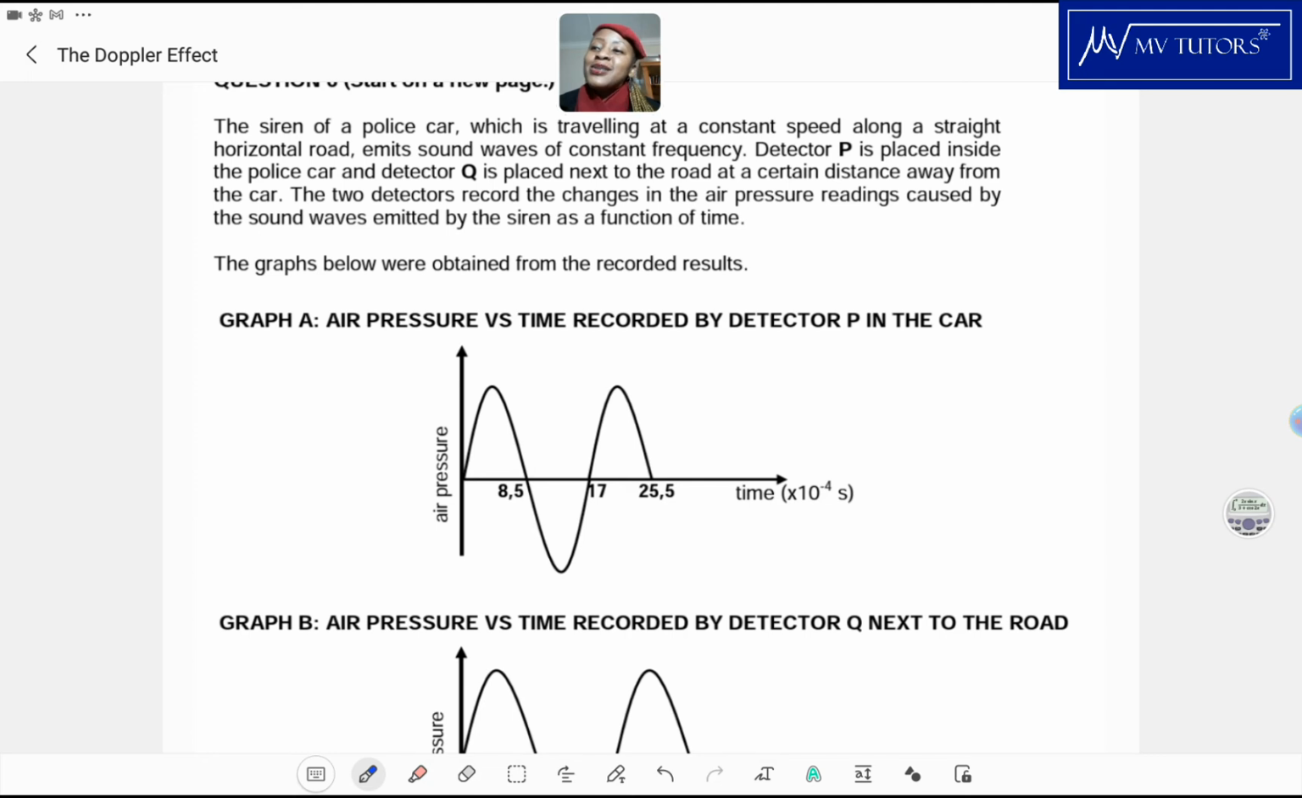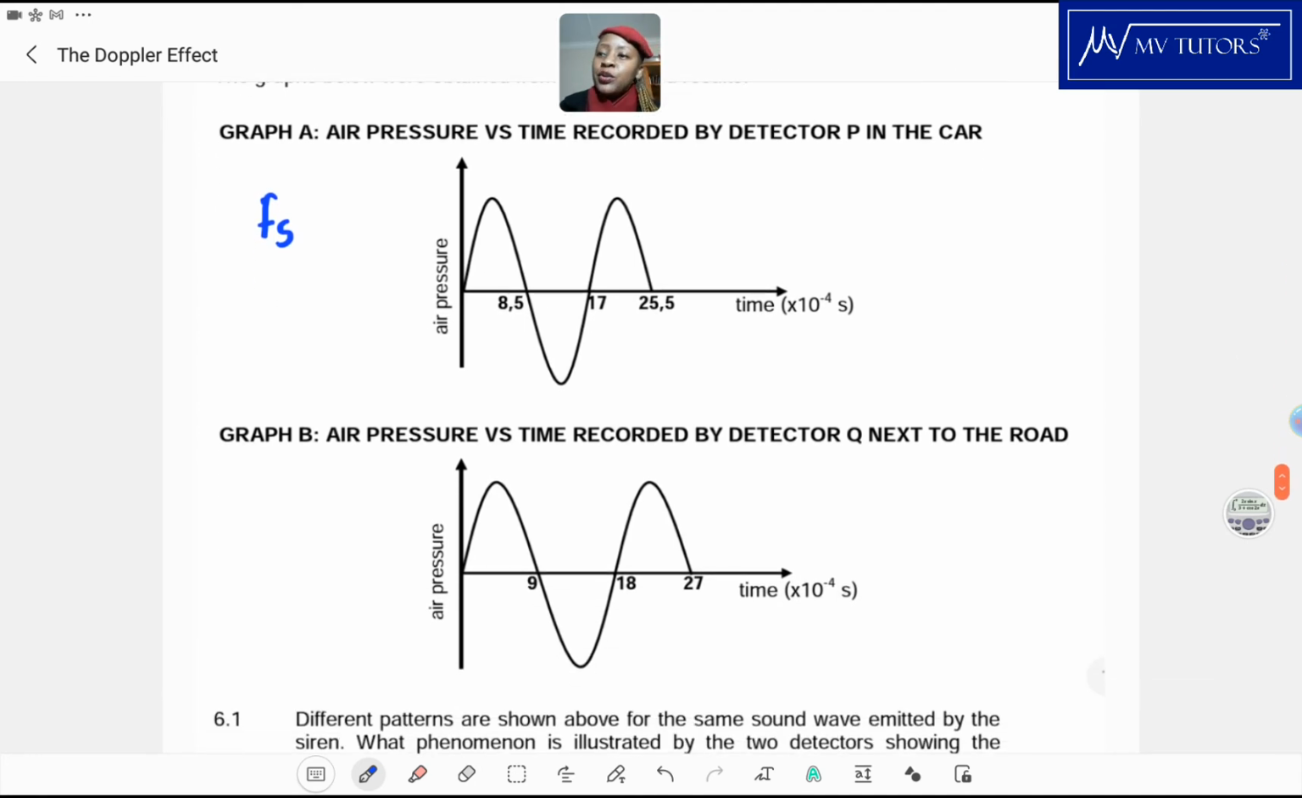Okay, so now let's see. For the detector P in the car, that will give you the frequency of the source. And Q will give you the frequency of the listener. And remember guys, frequency is equal to 1 over period. And a period, remember I said, is one complete wavelength. That gives you the period.